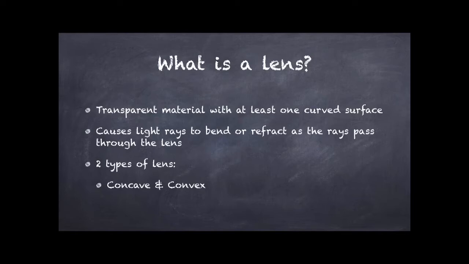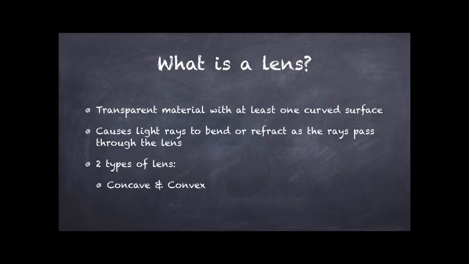A lens is a transparent material that has at least one curved surface. So lenses are what we have in our eyes naturally, what we have in glasses, which we refer to as corrective lenses. And lenses also cause light rays to bend or refract, because remember, refracting means bending of the light, as the rays pass through the lenses. So remember, in a mirror, when you have a light ray, it's going to be reflected off of the mirror. But when you have a lens, it's going to go through the lens and create some kind of image.